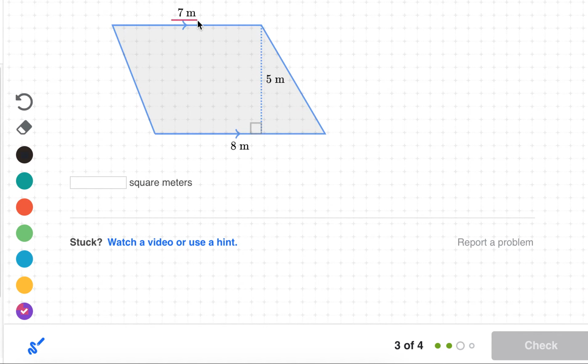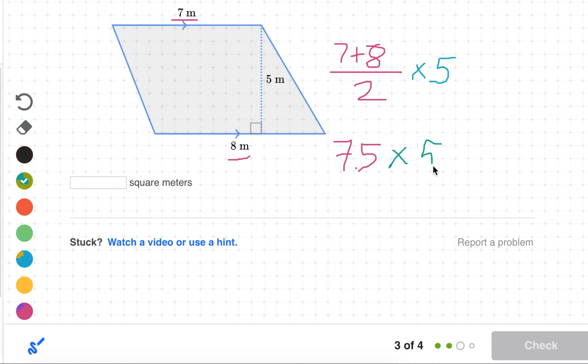Here, the bases are 7 and 8. 7 plus 8 is 15, divided by 2 is 7.5. So we're going to need to do 7.5 times 5. Well, 7.5 times 4 is 30, because 7.5 times 2 is 15. So 15 plus 15, 30, and then another 7.5, 37.5.